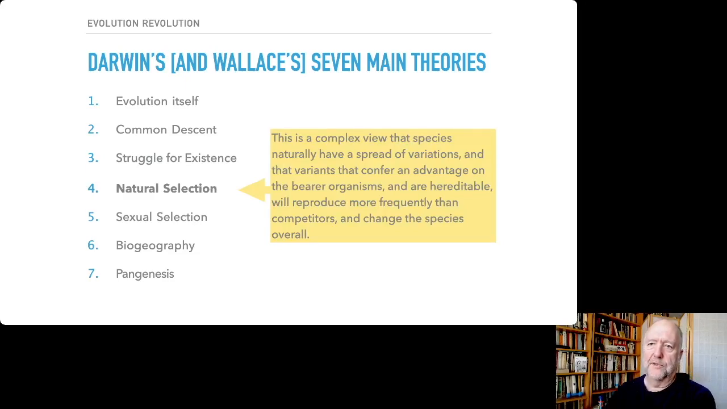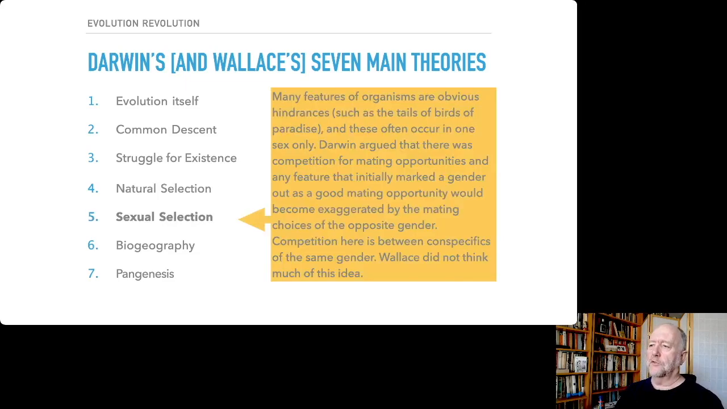Natural selection: things naturally spread over a distribution curve, and variants which happen to be more advantageous to the organisms and which happen to be heritable will reproduce more frequently and change the species overall, or the population is probably a better way to put it. Sexual selection, which is unique to Darwin: one or the other gender has the choice of mating in animals, and they will go for things which are arbitrary, and they will become exaggerated. For instance, the peacock's tail or the tails of birds of paradise, they can barely fly with those tails. So it's clearly fitness reducing, but it's fitness enhancing because it means they get more mates and have more progeny.